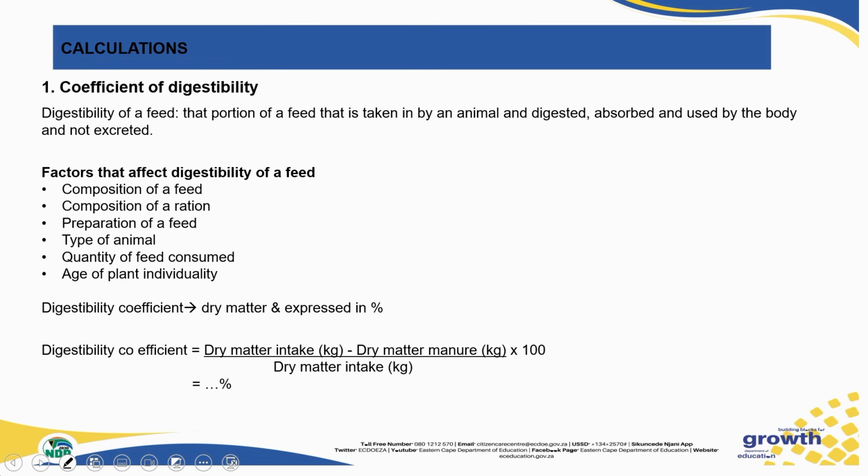Digestibility of a feed is that portion of a feed that is ingested by an animal, digested, absorbed and used by the body, and not excreted. So that feed, we count it as digested. What affects the digestibility of a feed? The composition of a feed. What does the feed have? The composition of a ration. What does the ration have?